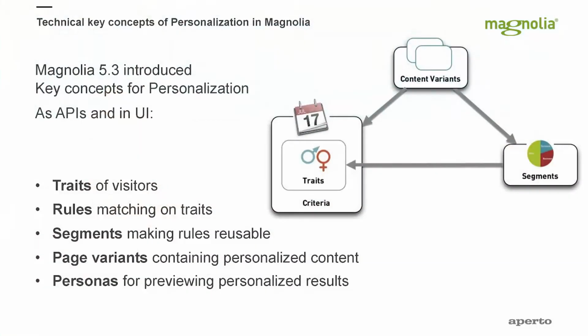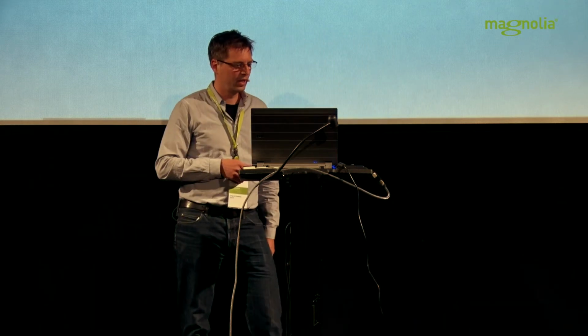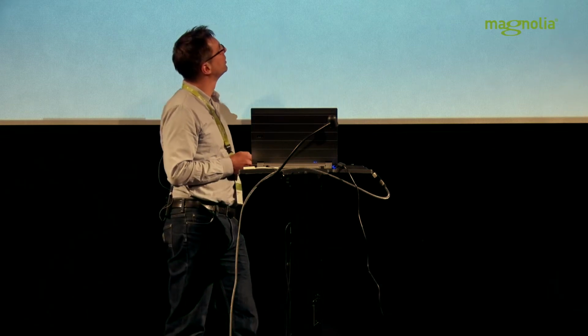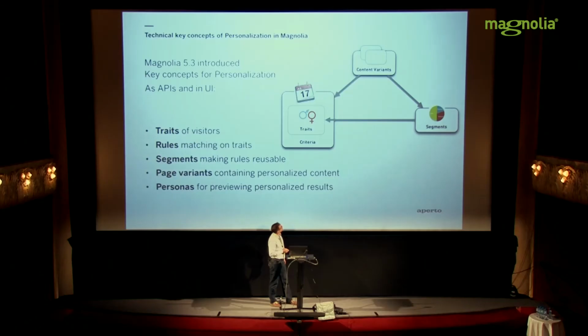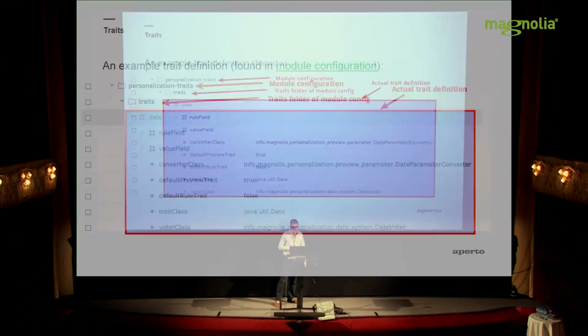Let's simplify this for a moment, because it's a bit more complicated than that. What's missing in the diagram is the personas, for example. We will get to that later on. Personas are essentially used for testing and for previewing the results of your personalization. And I mentioned the rules. You can have rules in here, but you can also put them ad hoc on the content variants. But that's just a minor technical detail if you want.